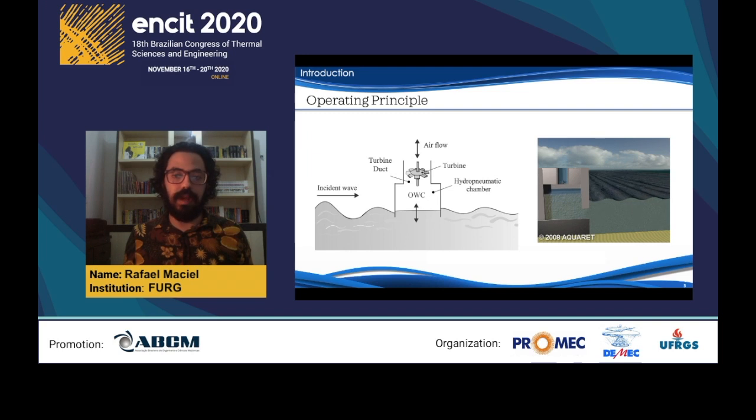Before we continue, I would like to talk a little bit about the operating principle of an oscillating water column device. So basically, the device has three main parts, which is the hydropneumatic chamber, which is the part that is inserted in the water. There is a turbine duct, and inside the turbine duct there is a turbine. So the level of water goes up and down, and that movement compresses the air inside the chamber. That compression of air makes the turbine spin, which then can generate electricity.